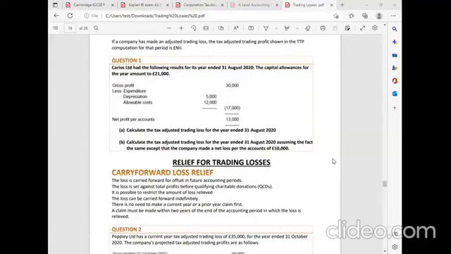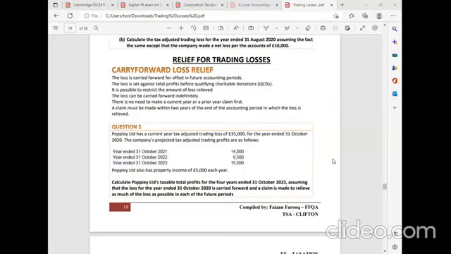If the loss arises for the company, the first way to claim it is carry forward. The first method to claim loss relief for companies is similar to individuals: you are allowed to carry forward your loss. You have a question called Copy Limited. Limited reflects that this is a company's question, not an individual question. Please read the question.